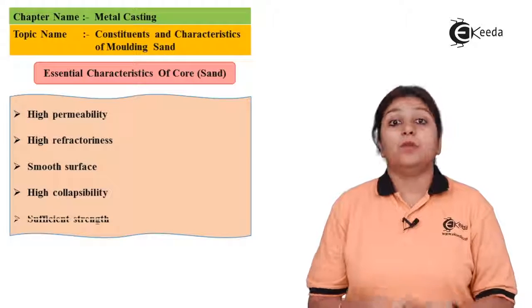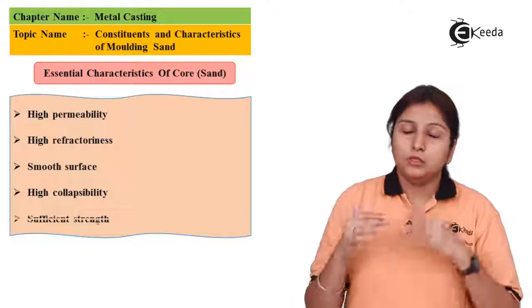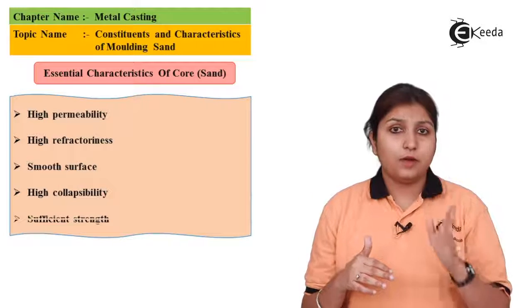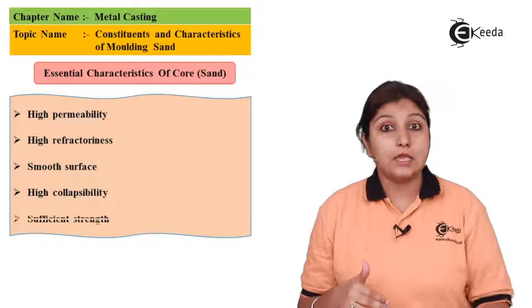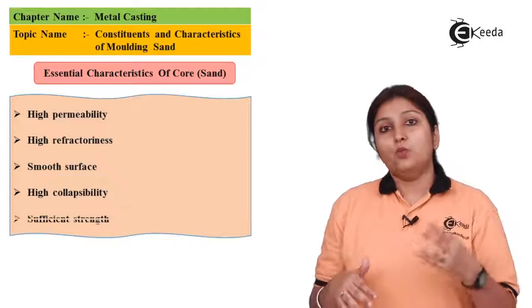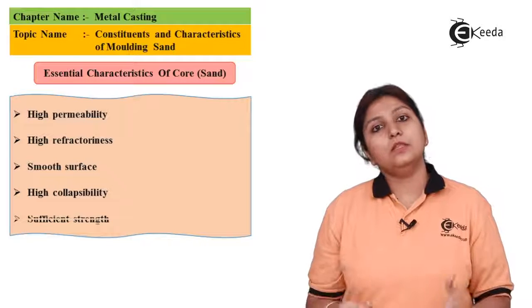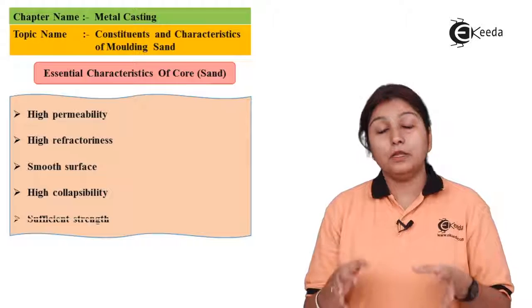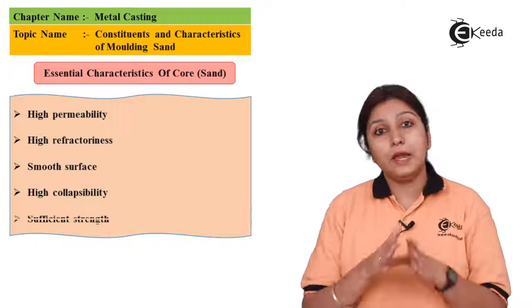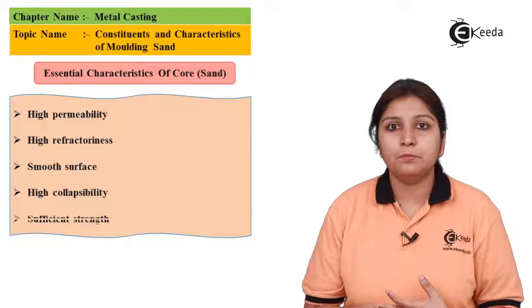Then comes refractoriness. Again, hot gases come, so the sand should have a high refractory property so that it can sustain the high temperature and not get washed away with the molten metal. Refractoriness is the property of sustaining the high temperature and staying in place. So in this way, permeability and refractoriness come into the picture.